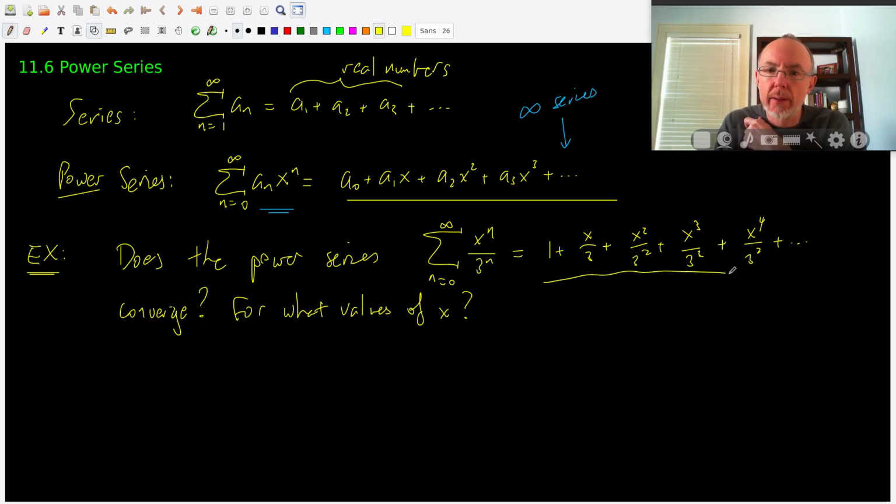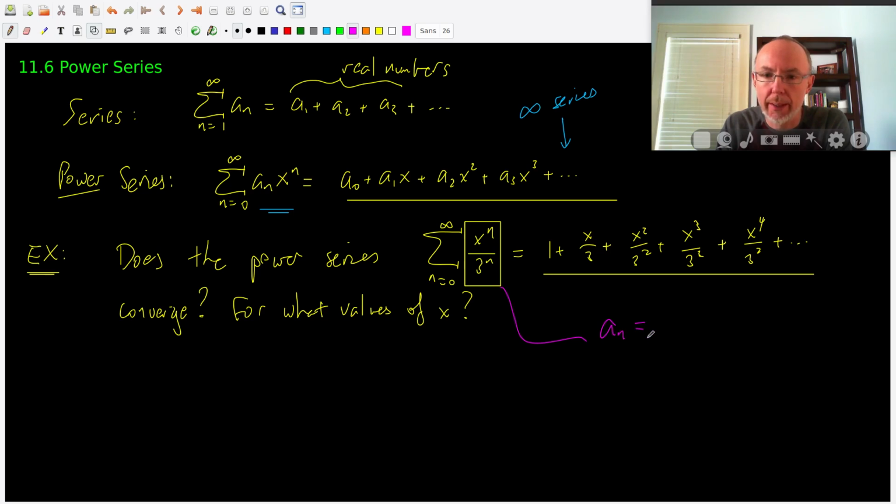We want to know if this power series converges. And now we've got x's in there. x is an unknown. x is our variable as usual. We might have to ask for what values of x. Well, looking at that general term, in the past, this is what we would have called a sub n, right? In our previous section, this is what we would have called the a sub n term.